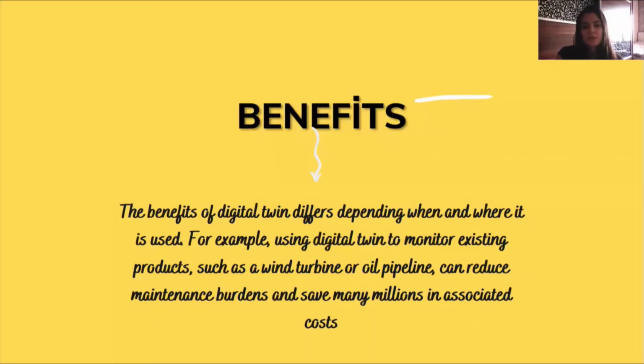The benefits of digital twins differ depending on when and where they are used. For example, using a digital twin to monitor existing products such as a wind turbine or oil pipe can reduce maintenance burdens and save many millions in associated costs.